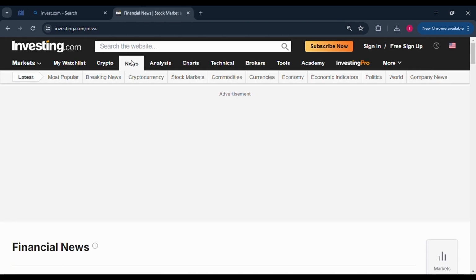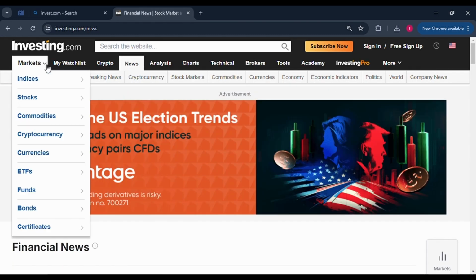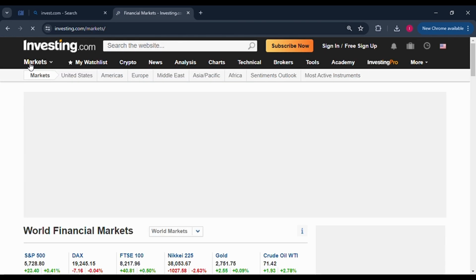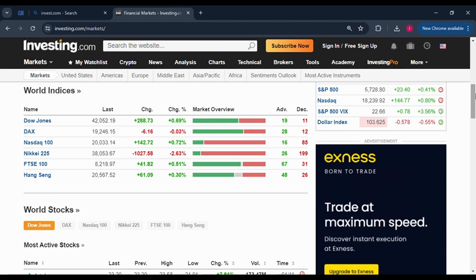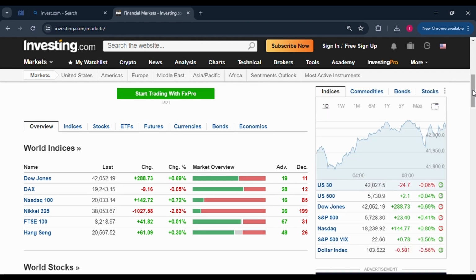I want to show you something. I don't know where it is here. Oh, it's market. It's somewhere here. But for investing.com, I don't really use it a lot, except for news and everything. If it's breaking news and so forth, I go to investing.com.